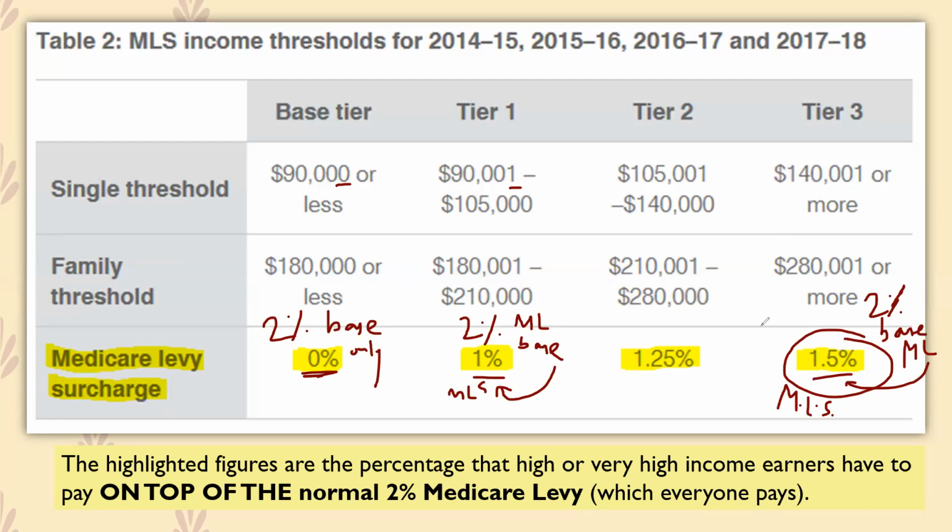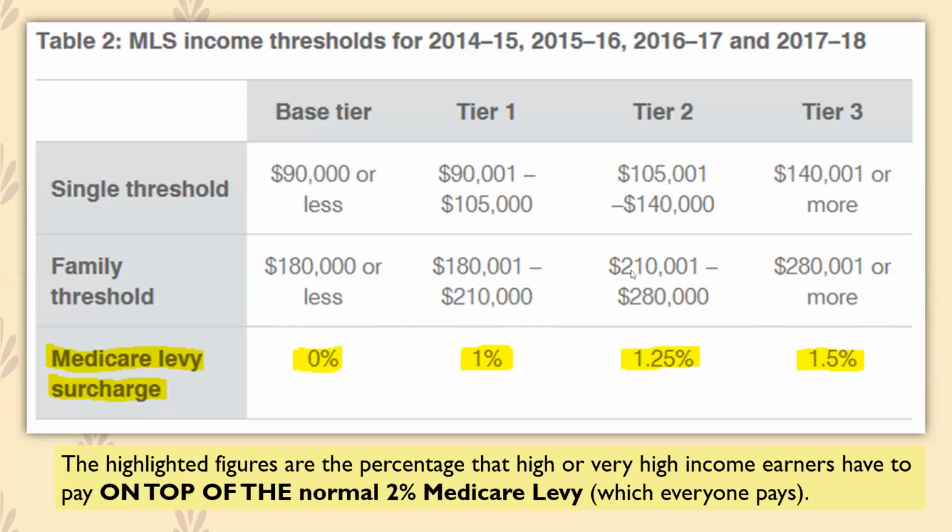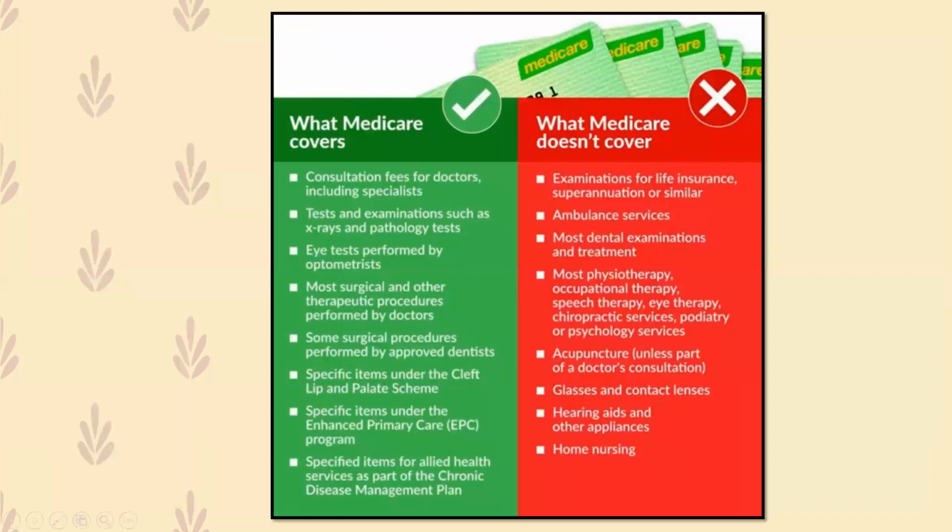Like I said, you don't need to memorize the numbers, but it does help to understand what numbers we are talking about when we say high income earners or very high income earners. Okay, so that's the basic idea there. Okay, so this is just a summary. We've already gone through this, so I'm not going to go through it again. Just a quick table that shows you what Medicare covers and what it doesn't cover.